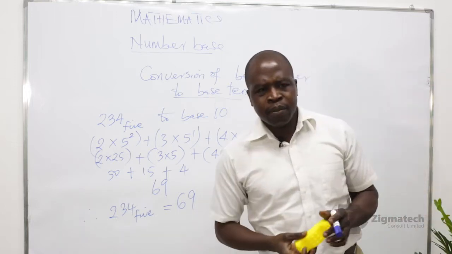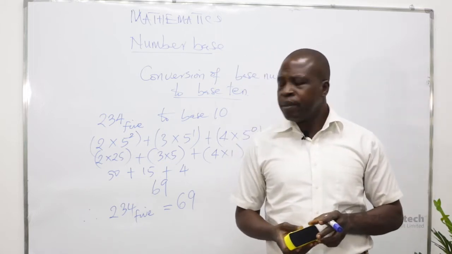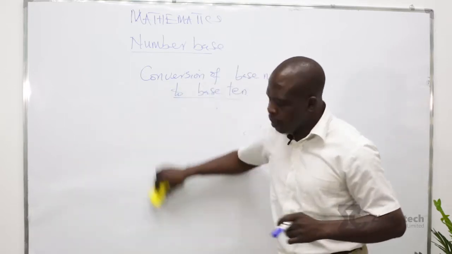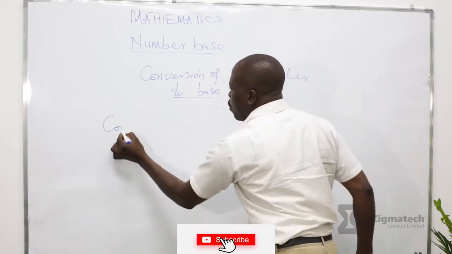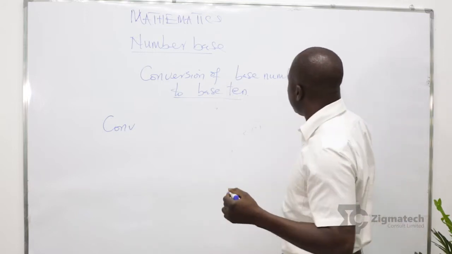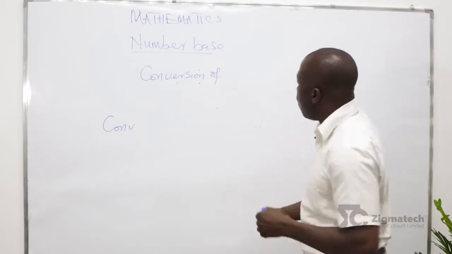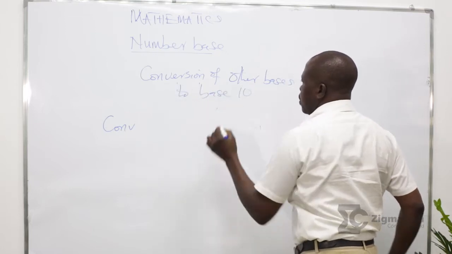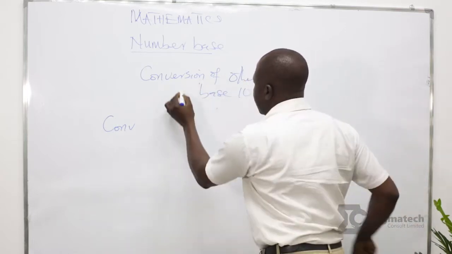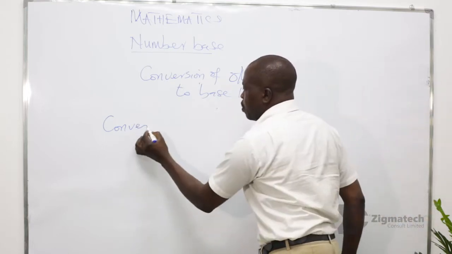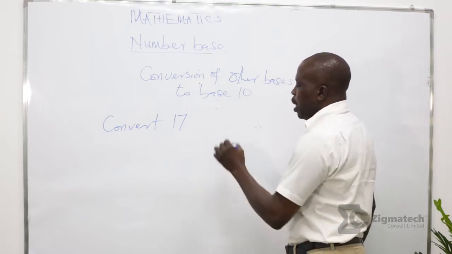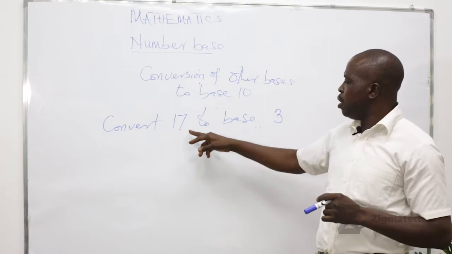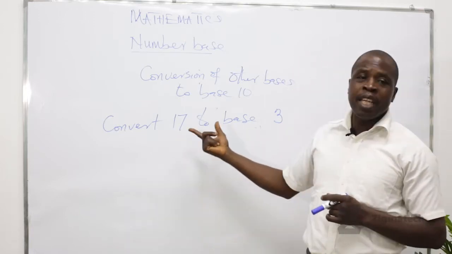Now, you can still convert from base 10 to other bases other than 10. Let's go. For example, when we have a number like 17, we want to convert. If you have 17, it is in base 10 to base 3. How do we convert 17 to base 3? This one will continue to divide 17 by 3.